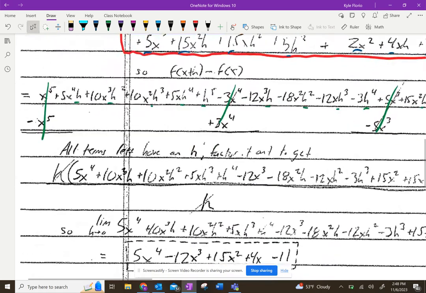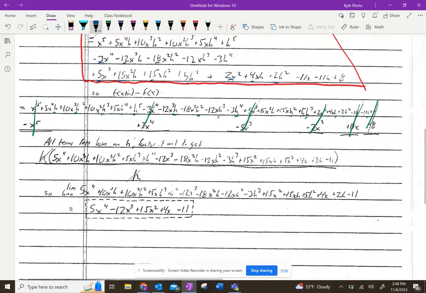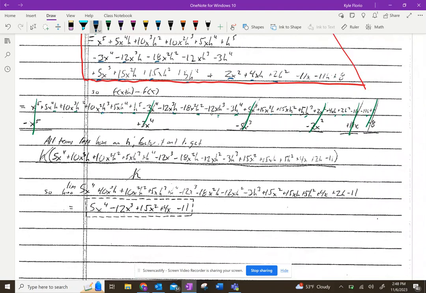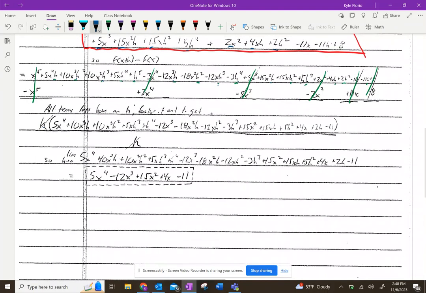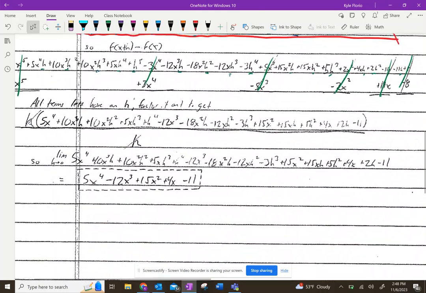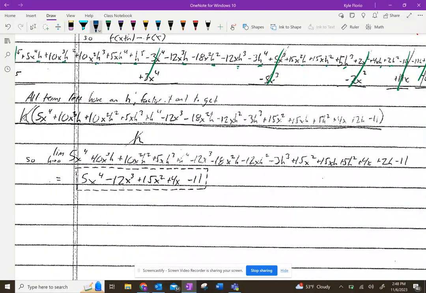All the remaining terms are going to have an h in them. All the ones that didn't get canceled out, all of them have an h. If I factor out those h's, this is what's left over, and these h's are going to divide out, and so the remaining expression is this. There's no fraction anymore.